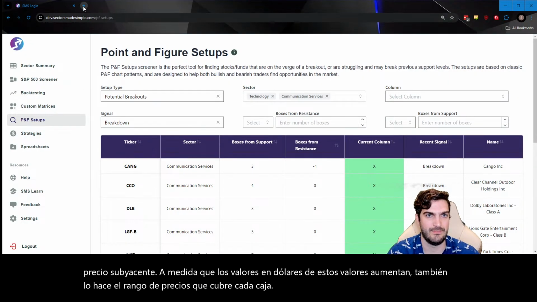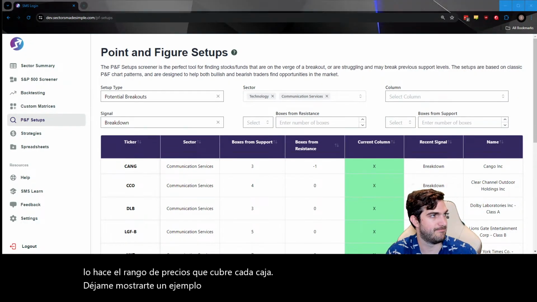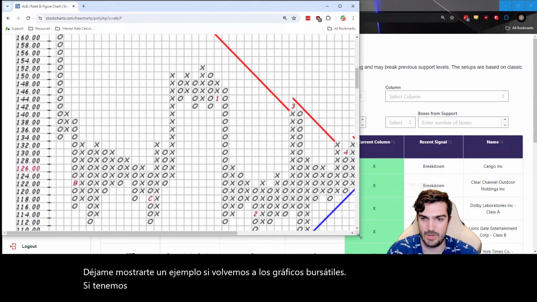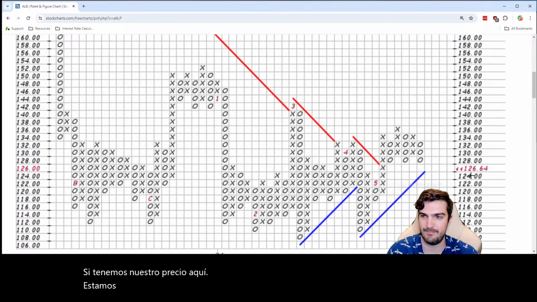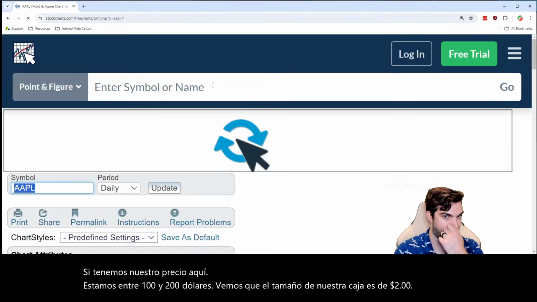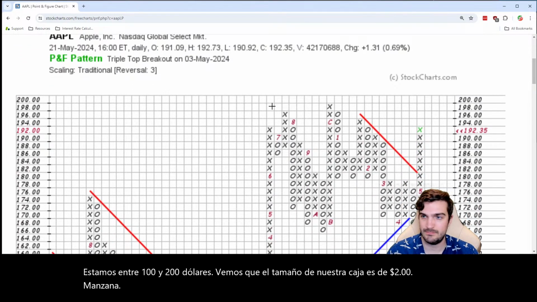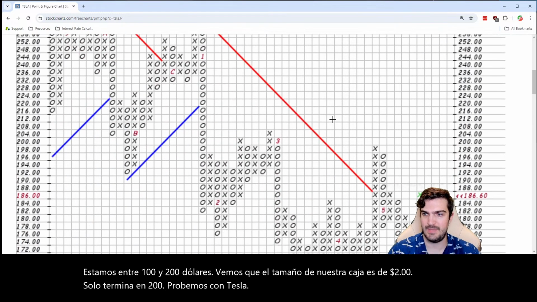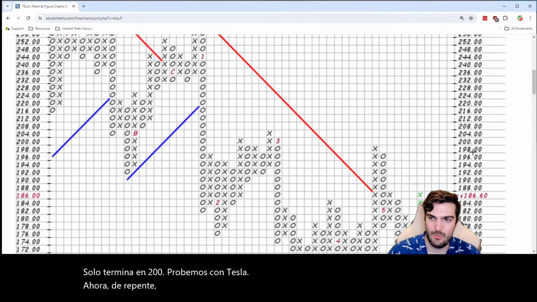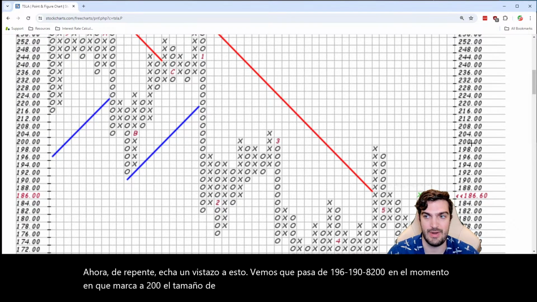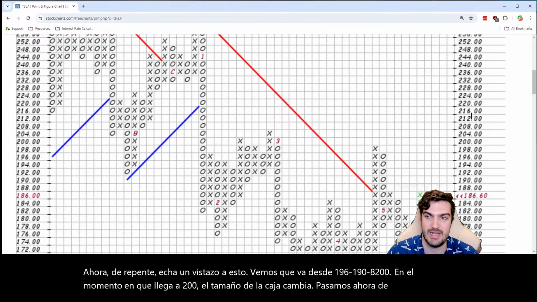Let me show you an example. We go back to stock charts. If we have our price here, we are between $100 and $200. We see our box size is $2. Apple just ends at 200. Let's try Tesla. Now all of a sudden, check this out. We see it goes from 196, 198, 200. The minute it ticks over to 200, the box size changes. We go now from 200 to 204 to 208 to 212.